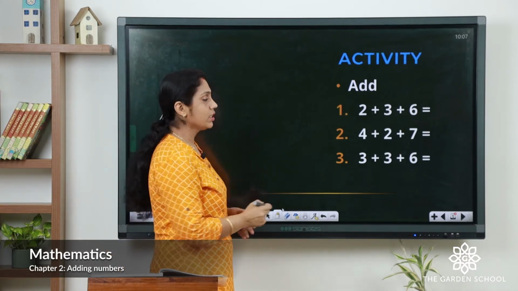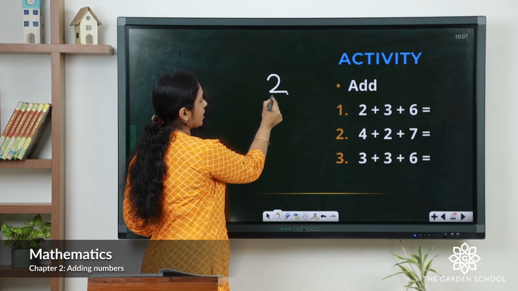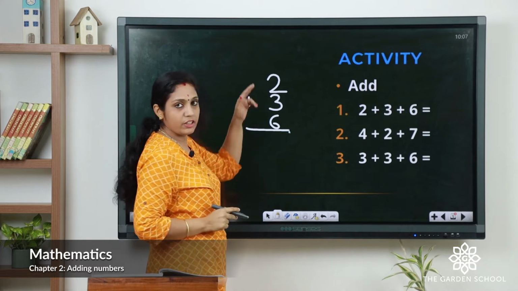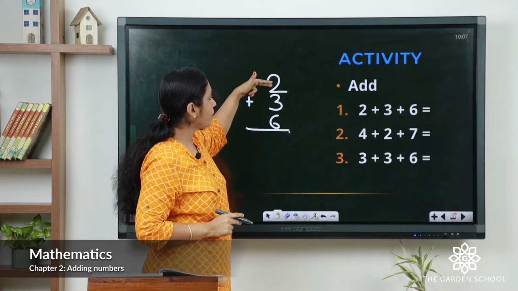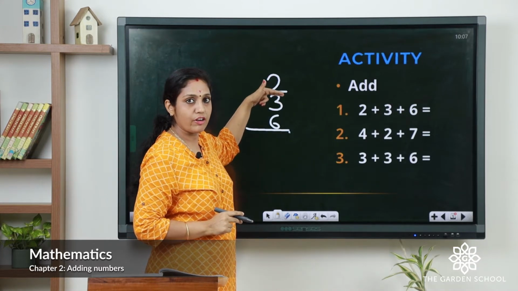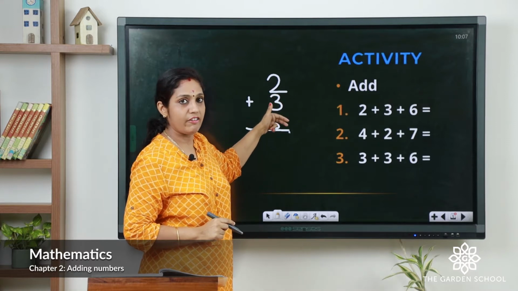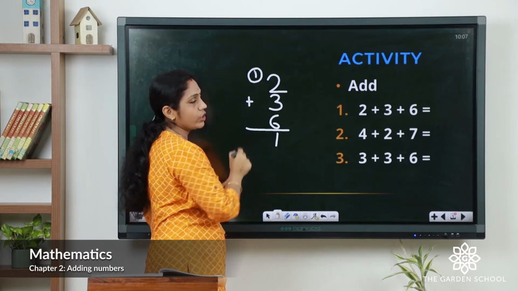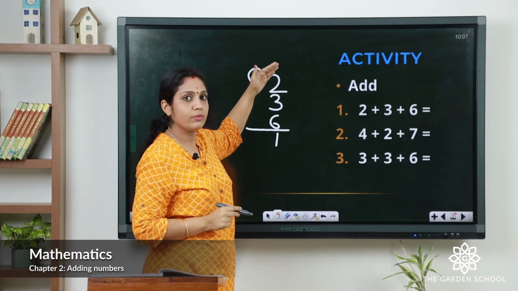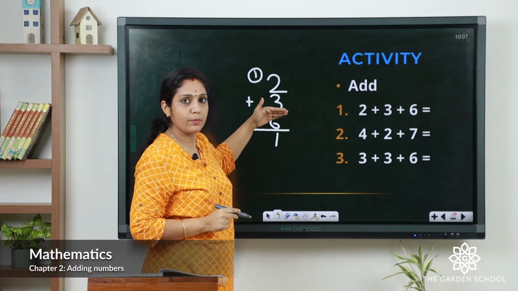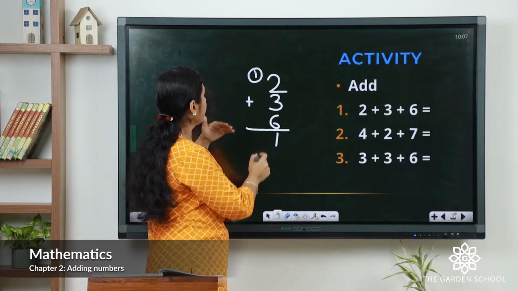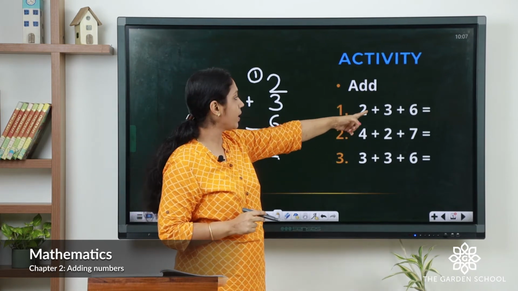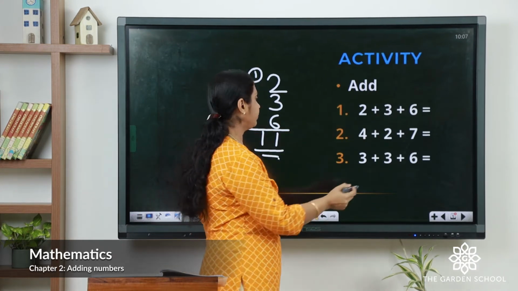The first one, 2 plus 3 plus 6. So, first we will add the first 2 digit numbers. 2 plus 3 is 5 and 5 plus 6 we get 11. So, that one we will write here and the other one we are going to carry over to the tens place and that one we are going to write down because there are no other numbers in the tens place. So, we have 11. So, what is the answer for the first question? 2 plus 3 plus 6 is 11.